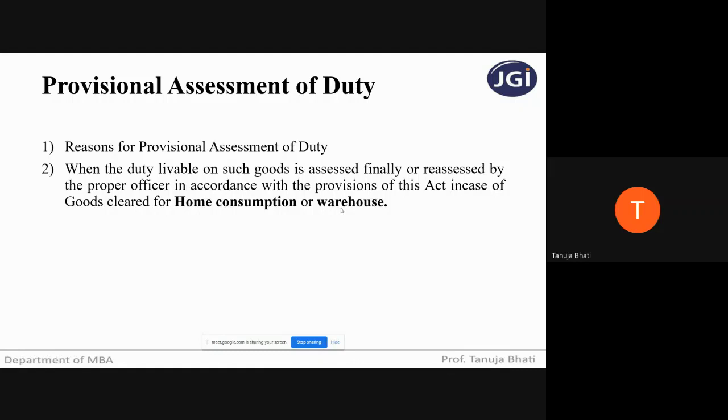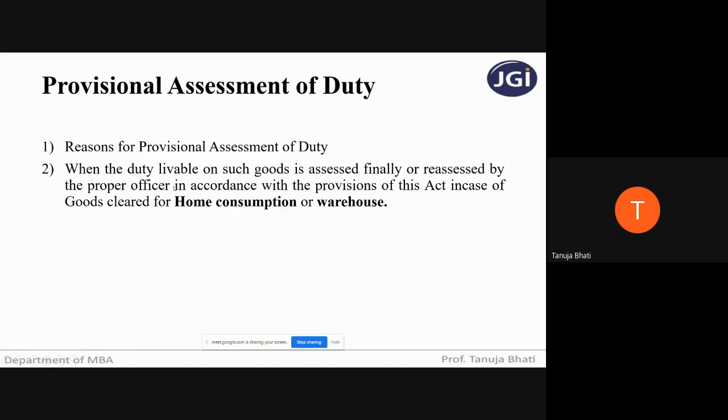Now, when the goods are cleared for warehouse, the importer is required to execute a bond, as I've already told you in my previous lecture, where he has to pay twice the amount of excess duty. Since he's keeping the goods in the warehouse, there has to be a bond executed by the importer, and the value of the bond should be twice the amount of the excess duty paid, if any.